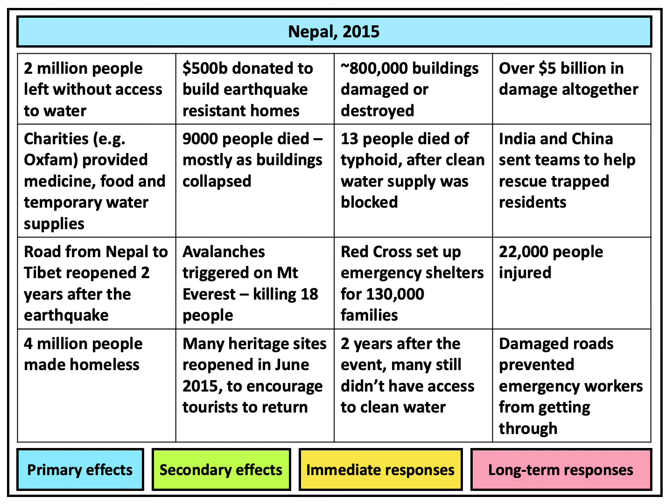Remember, a primary effect occurs as a direct response of a trigger, so of a hazard. The secondary effects are things that happen as a result of those primary effects, or they happen later on. An immediate response is something that happens at the point of that disaster happening, and a long-term response is something that happens in the weeks, months, years after that disaster has happened.